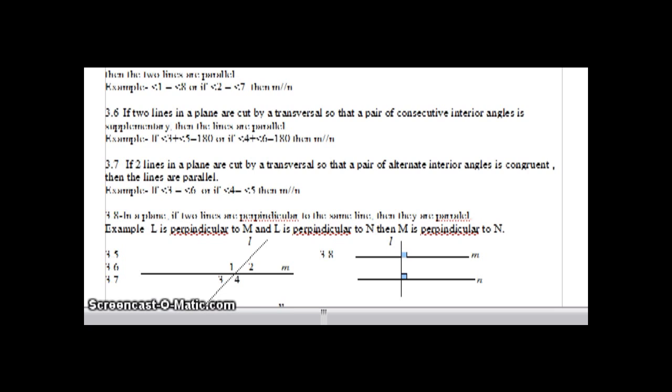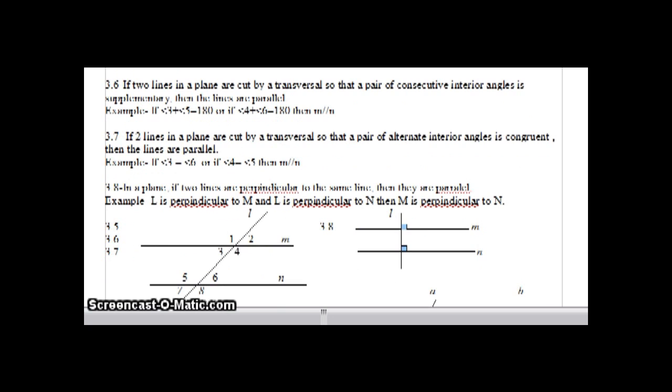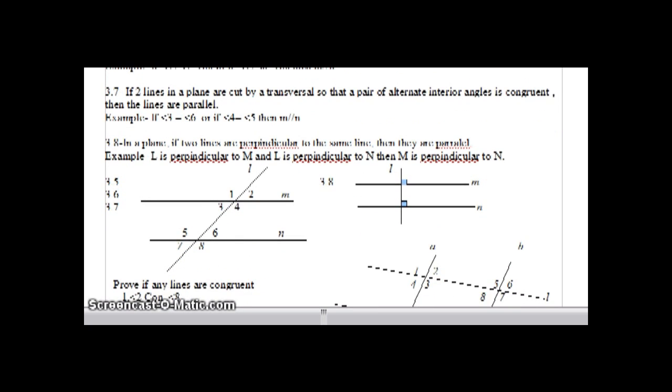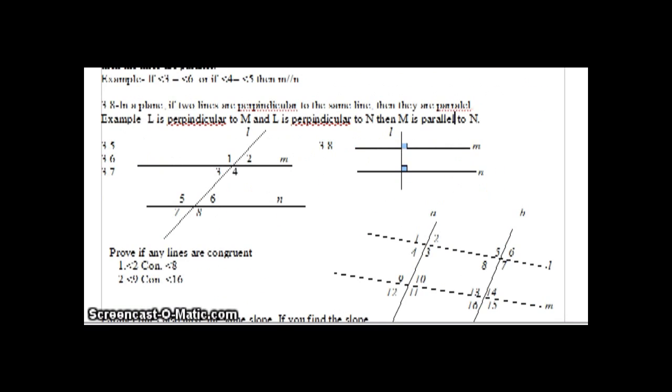Theorem 3.7. If two lines in a plane are cut by a transversal so that a pair of alternate interior angles is congruent, then the lines are parallel. Example: if angle 3 is congruent to angle 6, or angle 4 is congruent to angle 5, then M is parallel to N. Theorem 3.8: if two lines are perpendicular to the same line, then they are parallel. Example: L is perpendicular to M and is also perpendicular to N. So if it's perpendicular to two lines, those two lines, N and M, are parallel.